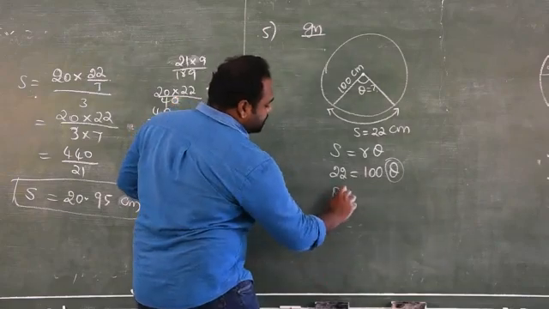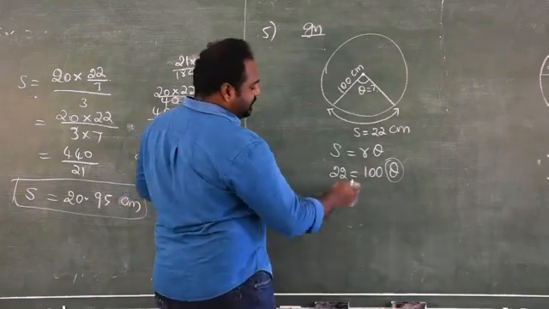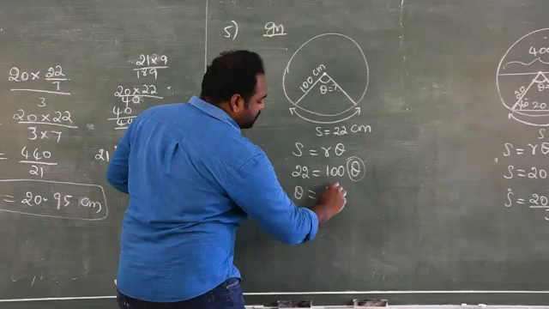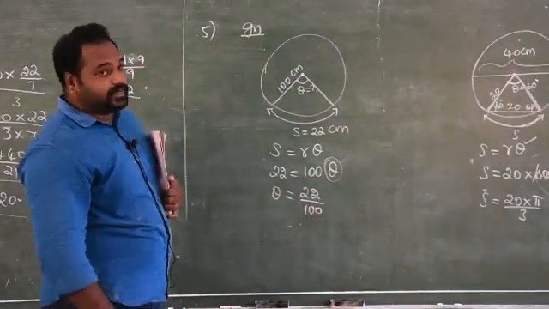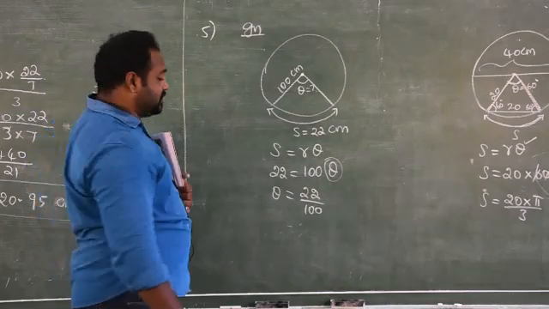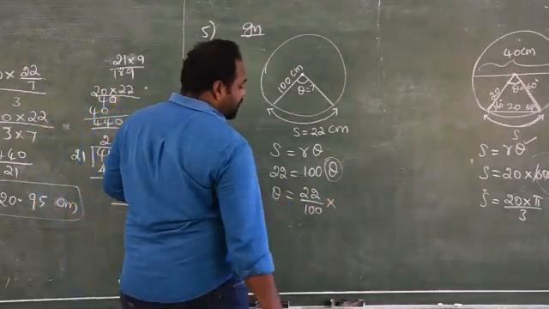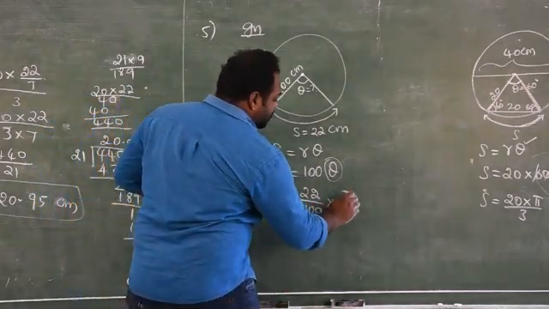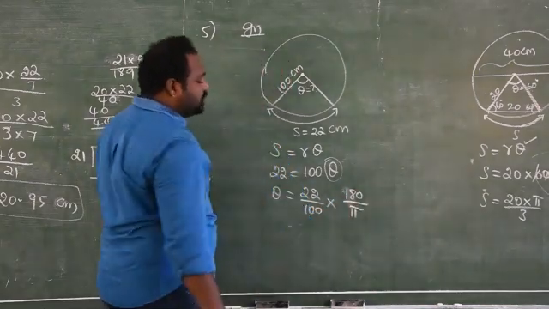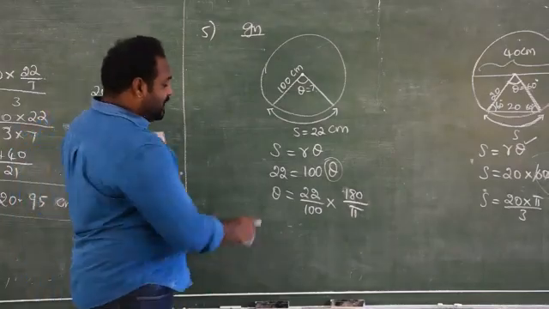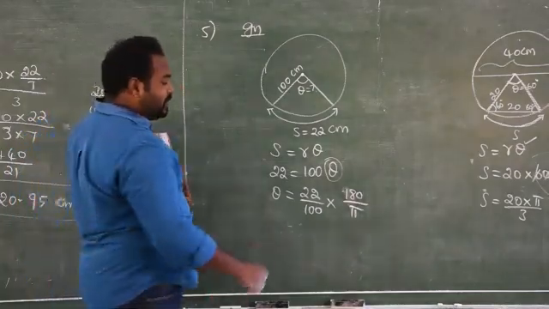So I am keeping theta on this side and bringing this 100 to this side. So it is 22 by 100, and this is a radius measurement. They are asking for the degree measurement, so I am going to multiply with 180 by pi to get the degree measurement as the theta value.